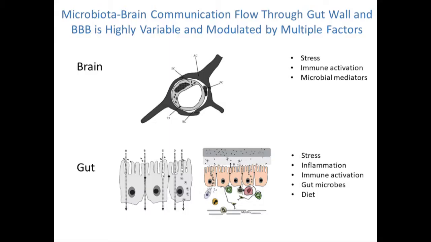So all these factors determine how much of the information that the microbes have in your gut makes it to the brain. And at the brain level, this is a blood vessel within the brain. Similar factors can modify this blood-brain barrier permeability: stress, immune activation, and microbial mediators. So it's a highly flexible system of how much information can get from the gut to the brain, with immune activation and stress being the two major factors.